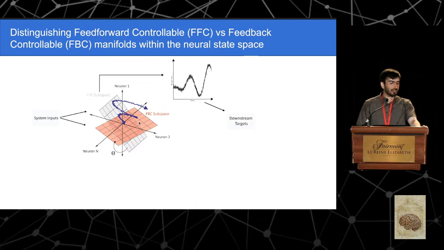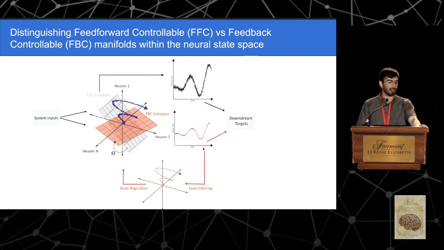In contrast, we're going to think about the feedback controllable subspace as one in which one can take dynamics that lie within this subspace and use them to carry out the canonical functional stages of a feedback controller. The first is to reconstruct the original neural state trajectory via some state filtering step. The other is to synthesize some state regulation signal that's then reintroduced into the feedback controllable subspace.